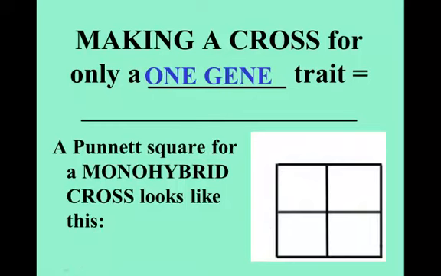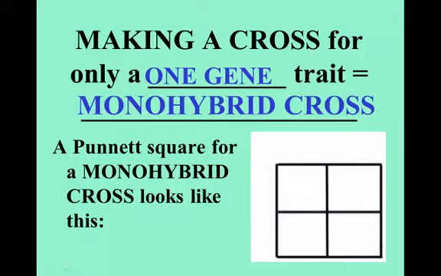Okay, so let's talk about setting up a Punnett square. We're going to start with a simple one gene cross. We're going to look at one gene at a time. And that's called a monohybrid cross. Mono means one. We're going to do a one gene cross. And to do that, we're going to use a 4-box Punnett square. 4-box. Okay?